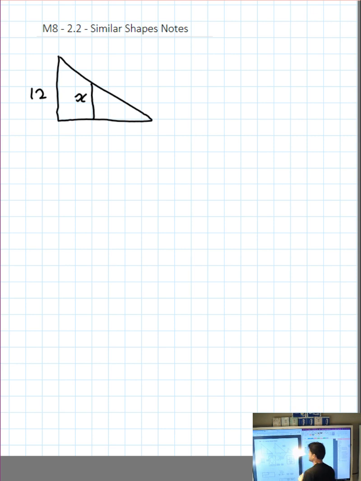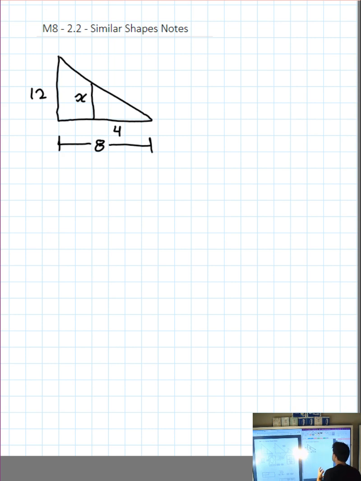Now, these are obvious lengths. 12 is the vertical big one, x is the vertical, and 4 is that one. Now, if I put 8 right here, it's almost obvious what that is. It is the whole length from here to here.